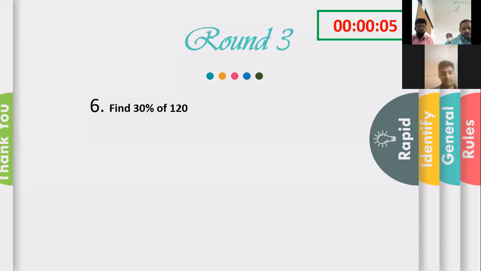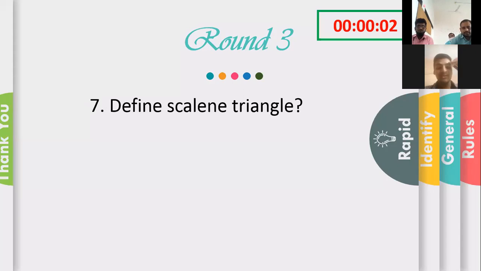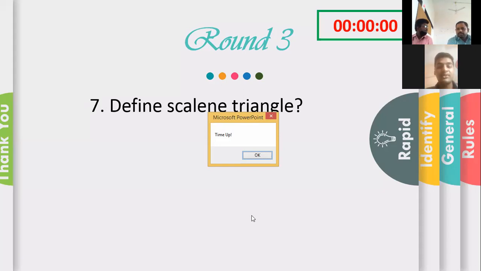Find 30% of 120. 30. Wrong. Define scalene triangle. It's time up. Which triangles whose one side is equal. What, beta? No side is equal. The triangles whose no side is equal. Okay. Correct.